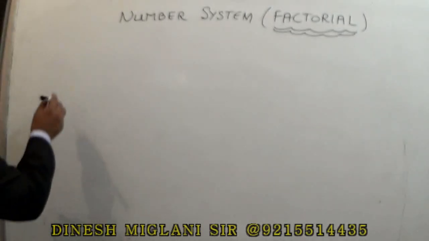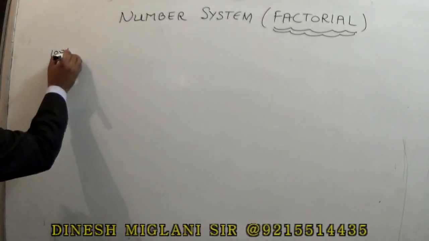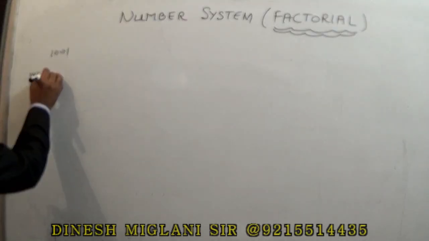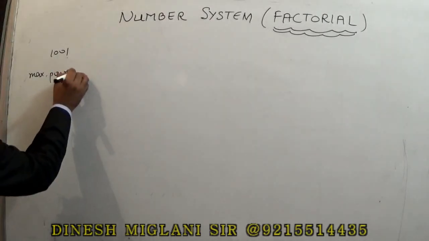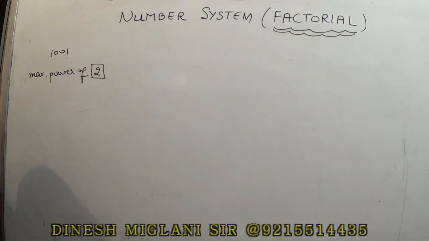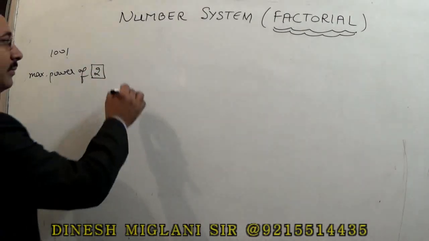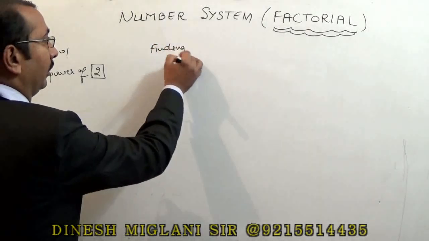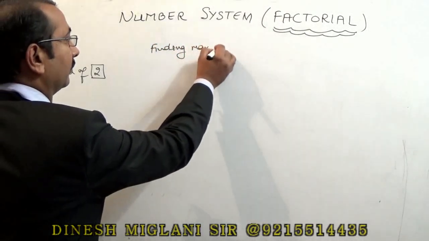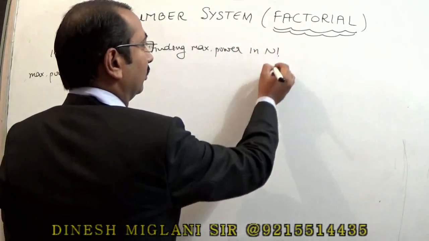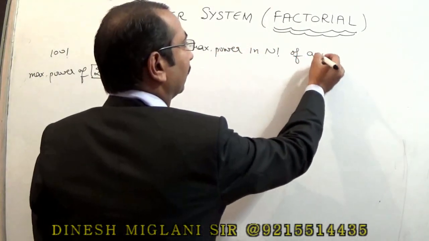Suppose one number is 100 factorial and I have to find the maximum power of 2 in 100 factorial. The method that we are going to understand can be used in finding the maximum power in n factorial of a prime number.